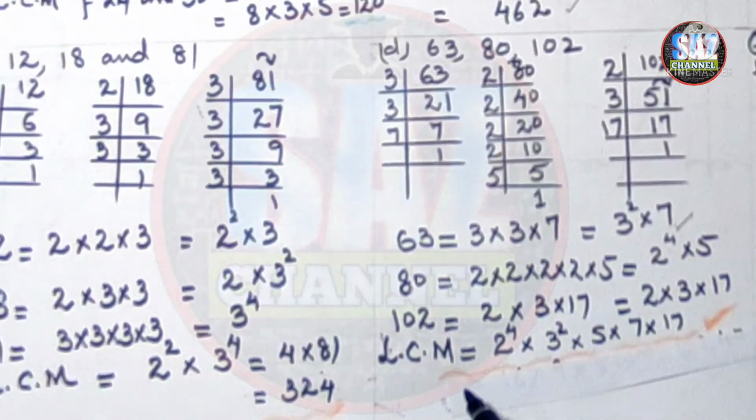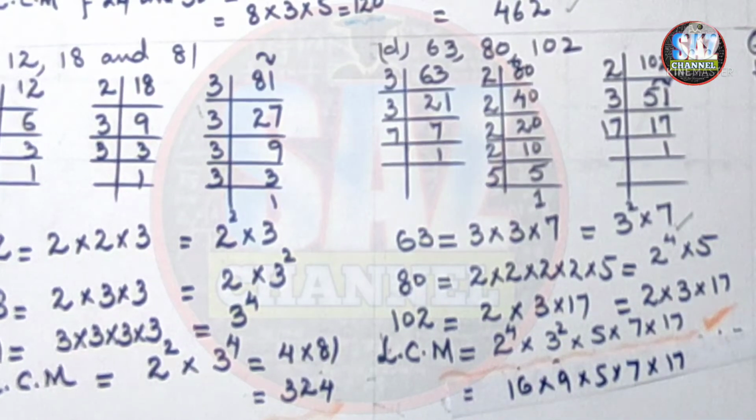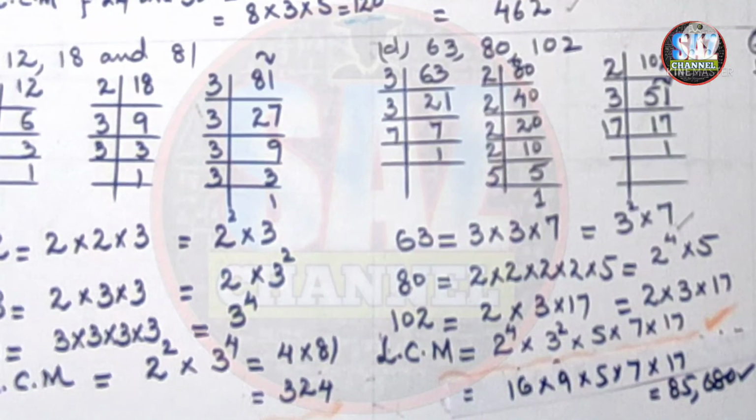Okay, let's find this product. 2 raised to power 4 is 16 multiplied by 9 multiplied by 5 multiplied by 7 multiplied by 17. Such a large number. Okay, let me reconfirm this. 16 multiplied by 9 multiplied by 5 multiplied by 7 multiplied by 17 is 85,680. Okay, such a large number, and let's move to the next question.